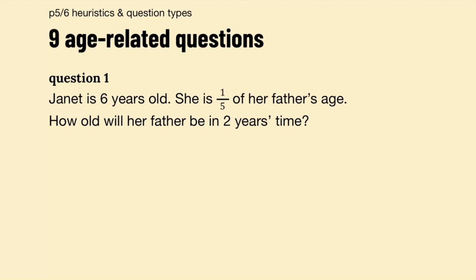So here we're doing age-related questions, and a key idea in age-related questions is that the age difference does not change. So let's say the difference between Janet and the father, the age difference is 20. No matter which year it is, the difference will always be 20. Okay, let's begin. Janet is 6 years old.